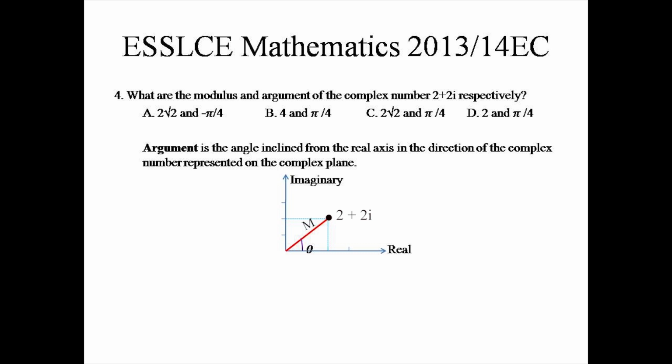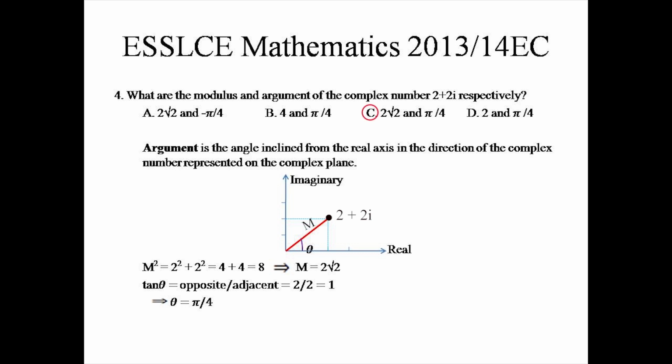Modulus M or hypotenuse is calculated by using the formula M square is equal to 2 square plus 2 square. 2 square is 4 plus again 2 square is 4. 4 plus 4 is 8. So modulus is equal to 2 root 2. The angle: tan theta is equal to opposite over adjacent. The opposite is 2 divided by the adjacent is again 2. 2 divided by 2 is 1. So theta is equal to pi over 4. Therefore, the modulus and argument respectively are 2 root 2 and pi over 4. Choice C is the correct answer.